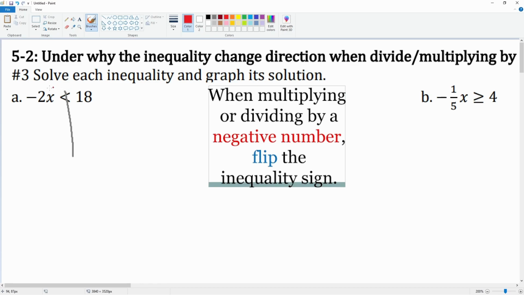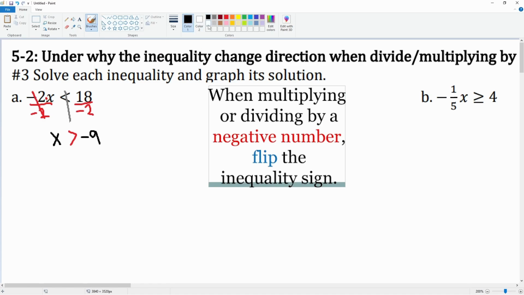Remember, it is attached via multiplication. So you're going to divide by -2 on both sides because that is what's attached here. This cancels because it makes the number 1, leaving you with just an x. Then 18 divided by -2 becomes -9. Now please take a look at the inequality here. Because you divided by a negative, this inequality will actually flip.